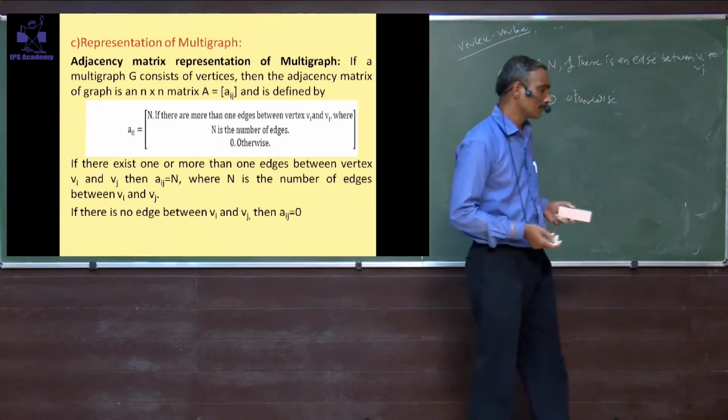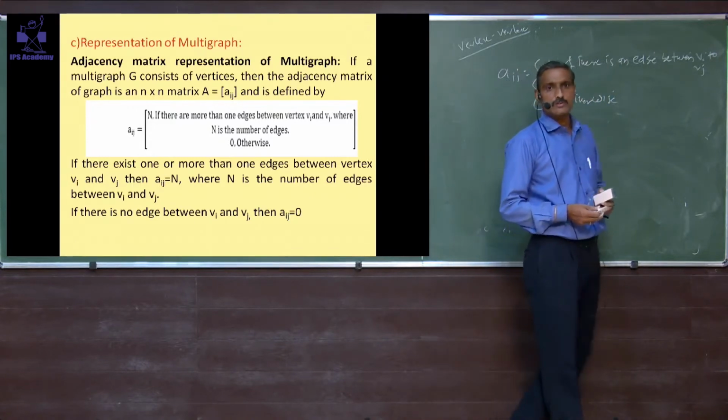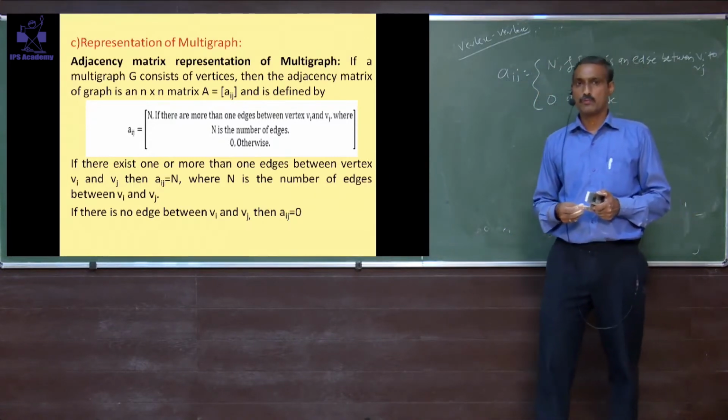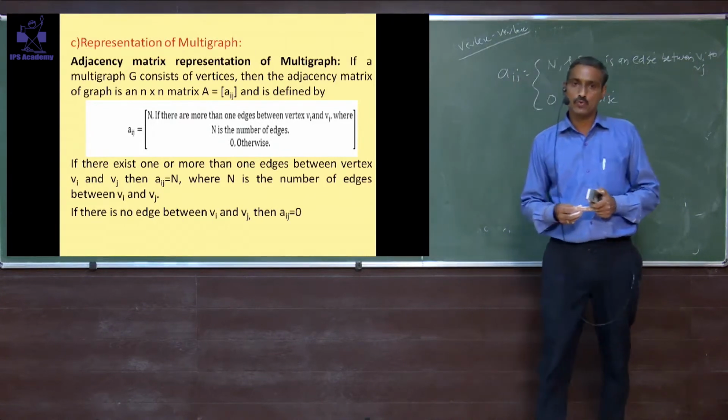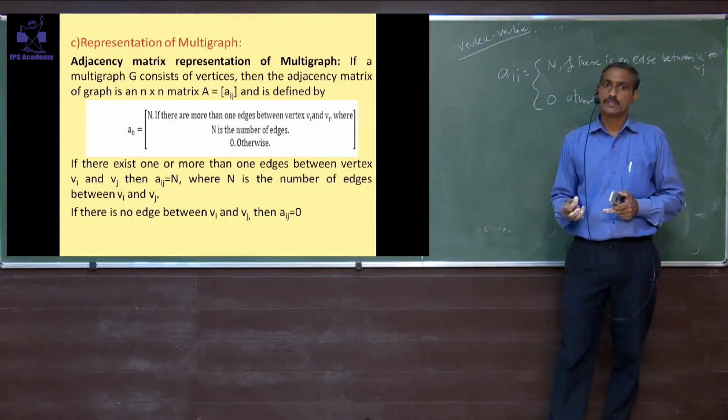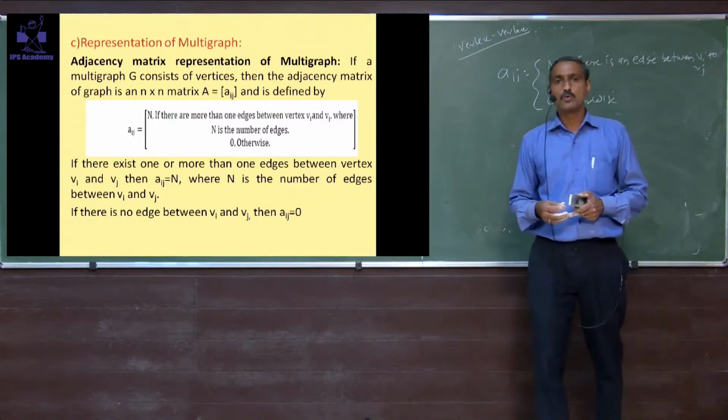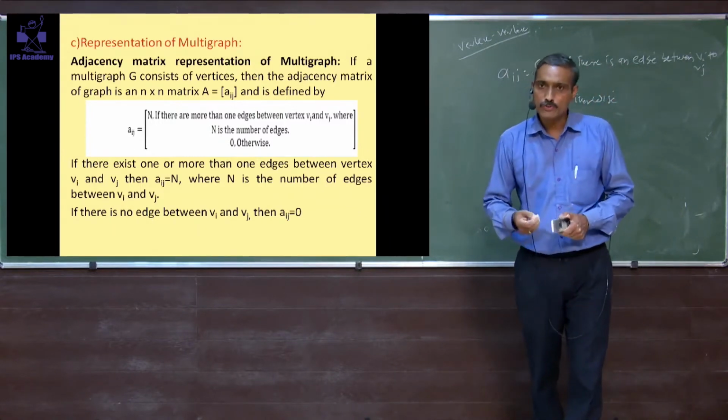The simple concept is this: if there exist one or more edges, more than one edge, between the vertices vi and vj, then Aij equals n, where n is the number of edges between Vi and Vj. If there is no edge between Vi and Vj, then we put 0.